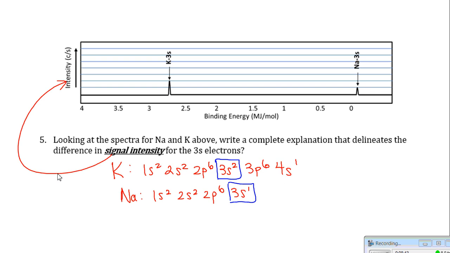All right, answer 5. Looking at the spectra for sodium and potassium above, now you're going to write an explanation that delineates the difference in signal intensity for the 3s electrons. So signal intensity tells you the height of the peak. It means how many electrons with a given binding energy were present. The more electrons that you have with a specific binding energy, the greater the intensity will be for that peak, and the higher the peak will be. They want to say, why is the potassium 3s peak higher than the sodium 3s peak? And the reason is because potassium has 2 electrons present in 3s, and sodium only has 1 electron present.